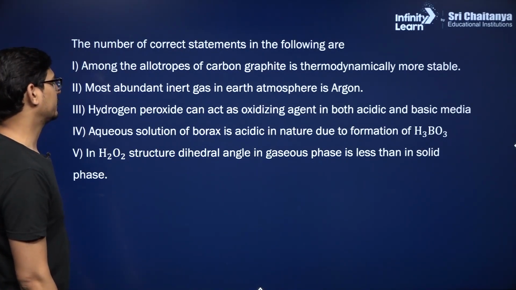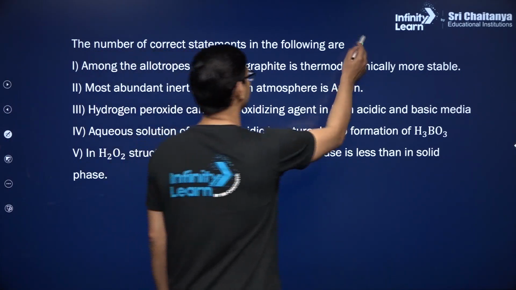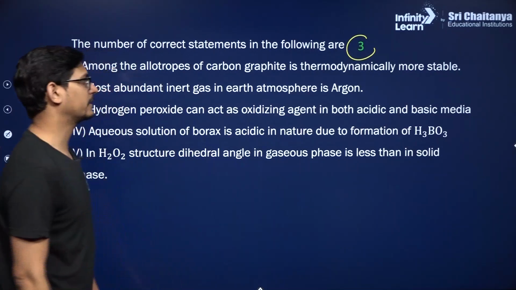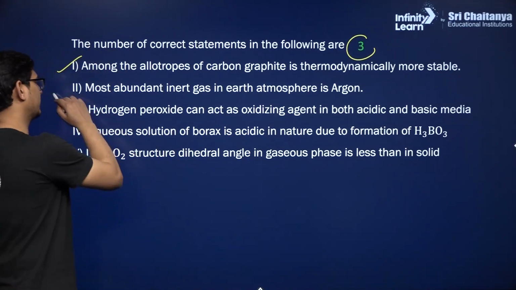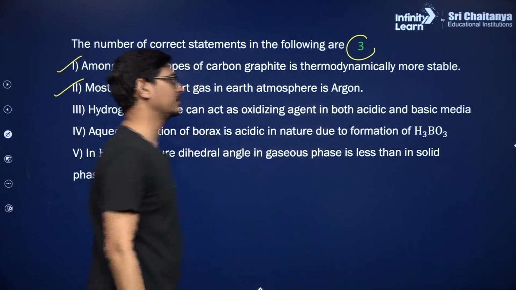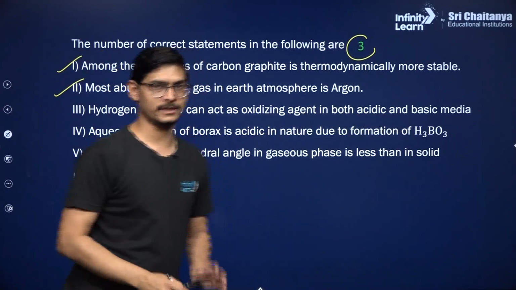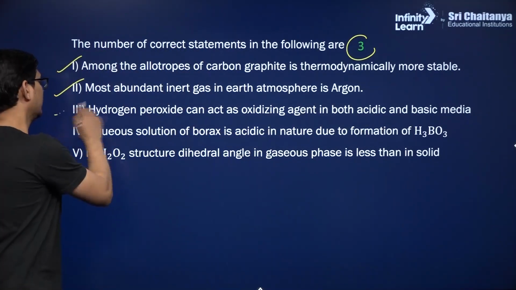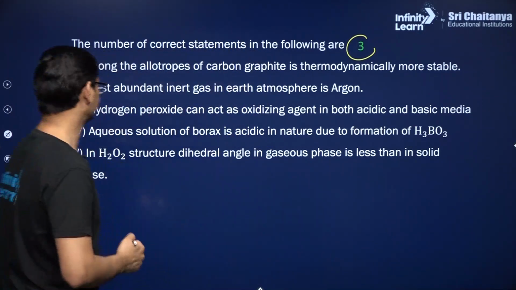The number of correct statements in the following are 3 statements. Let's see which one. Among the allotropes of carbon, graphite is thermodynamically more stable, true. Most abundant inert gas in Earth's atmosphere is argon, true. Hydrogen peroxide can act as both oxidizing and reducing agent. Can act as oxidizing agent in both acidic and basic media, yes. In fact, hydrogen peroxide can act as both oxidizing and reducing agent in both acidic and alkaline medium.